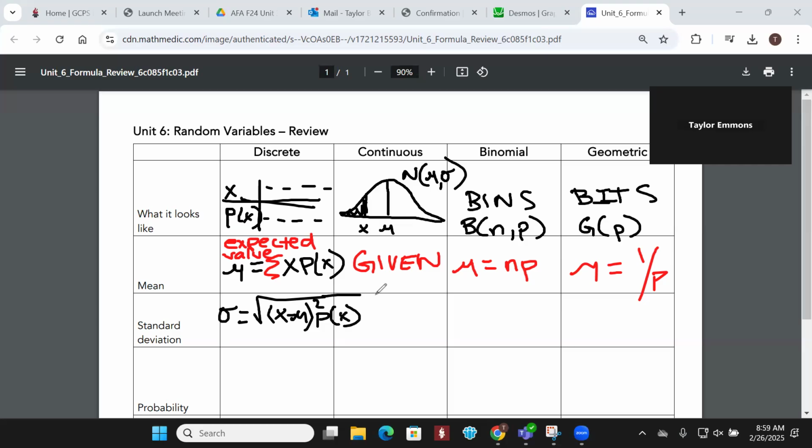Remember that your calculator does this for you. This is where you put it in menu, statistics, and use one variable statistics, and it pulls it up. So you don't have to do this by hand. Remember, you use it for your calculator. Calculator come in clutch. For continuous, they normally give it to you, so it's going to be given.